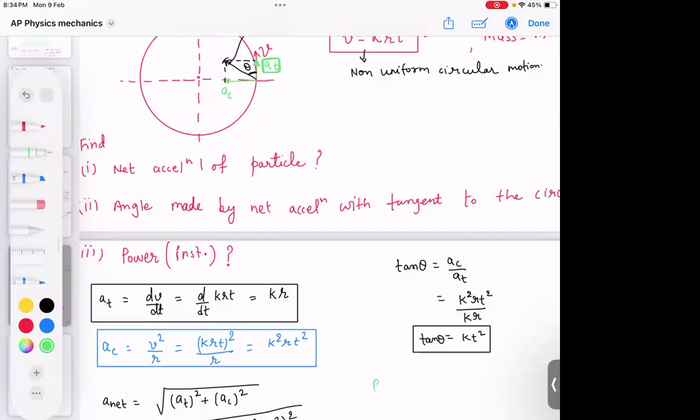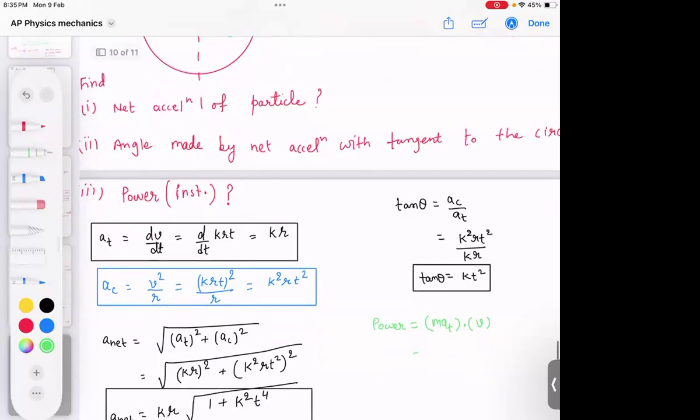So if you want to calculate the power here in the question, what you should do? Mass into tangential acceleration, that becomes the tangential force, into the velocity of the particle. Understood up to this what we have discussed? Yes sir, now just put the value. So mass, tangential acceleration is k into r, and the velocity is again krt. So we have m k square r square t.